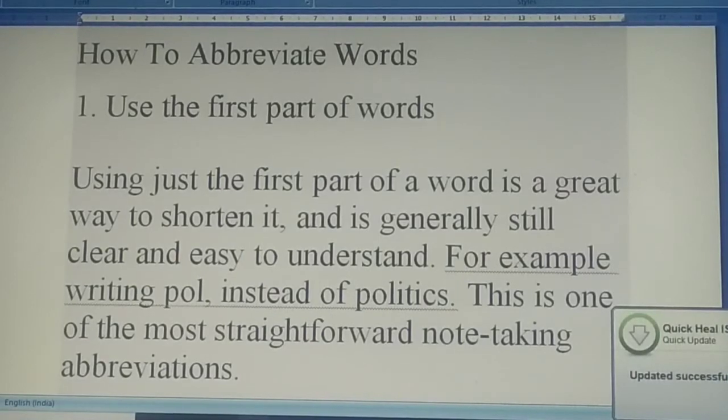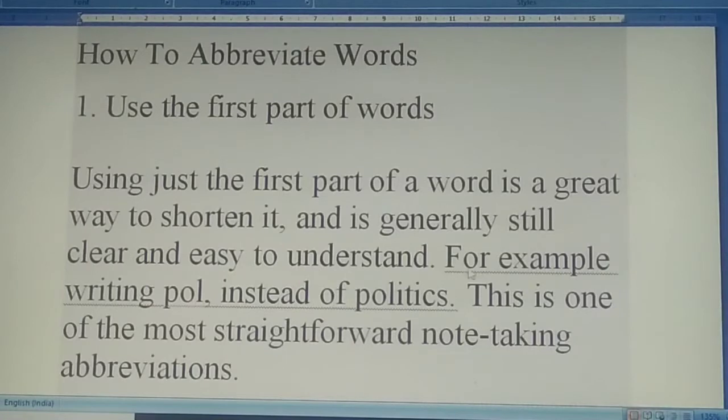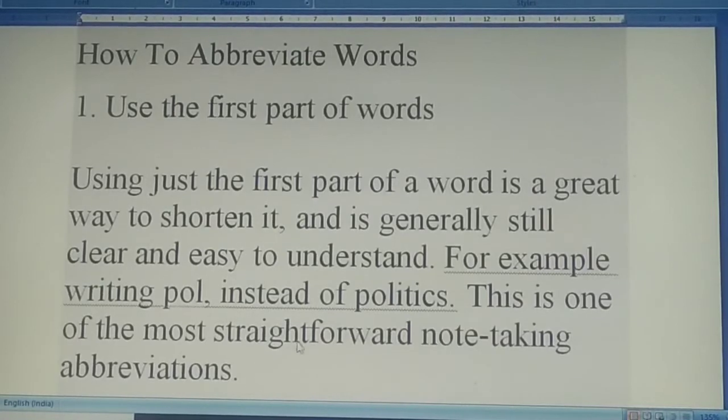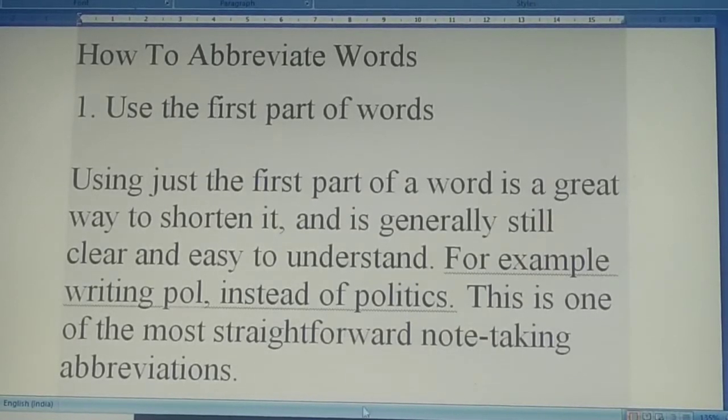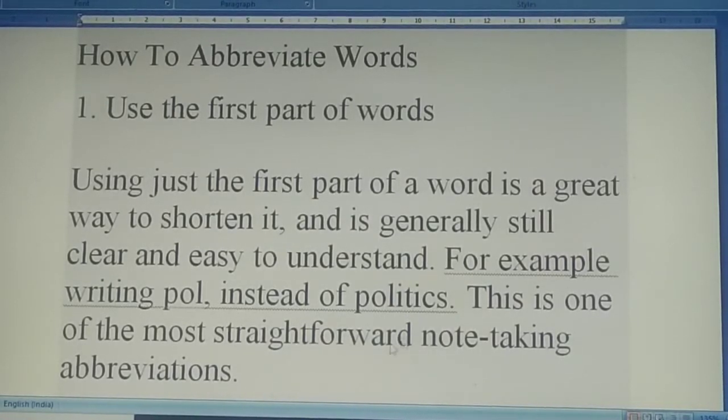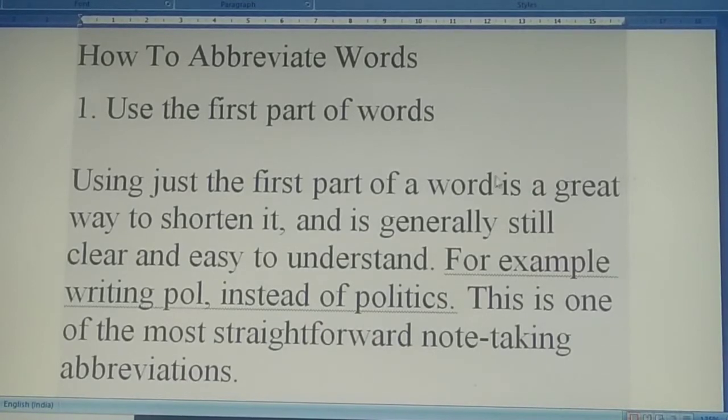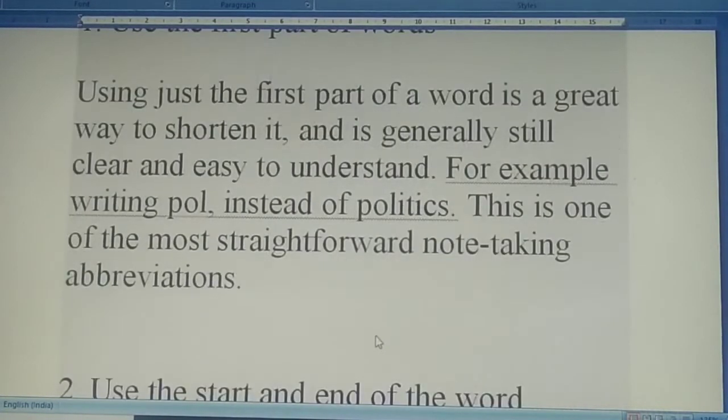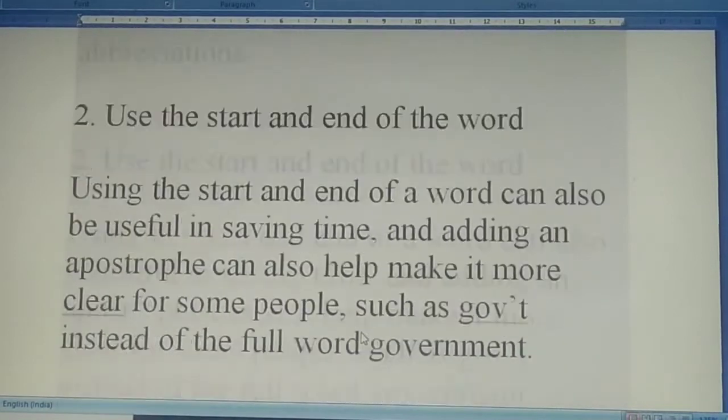Using just the first part of a word is a great way to shorten it and is generally still clear and easy to understand. For example, writing Pol instead of politics. This is one of the most straightforward note-making abbreviations. Yes, this is very clear.